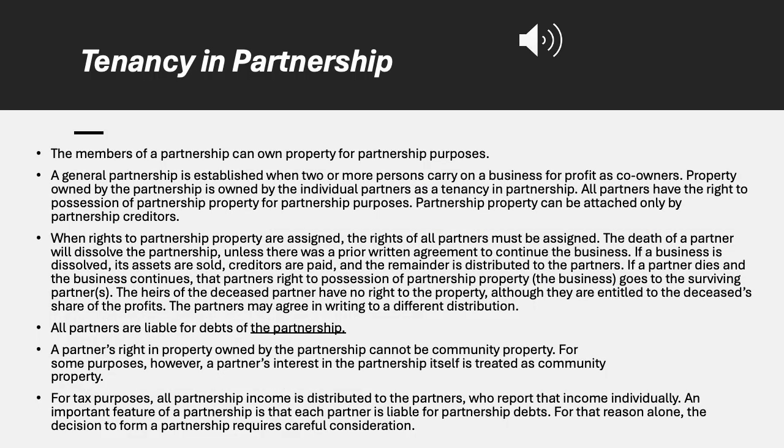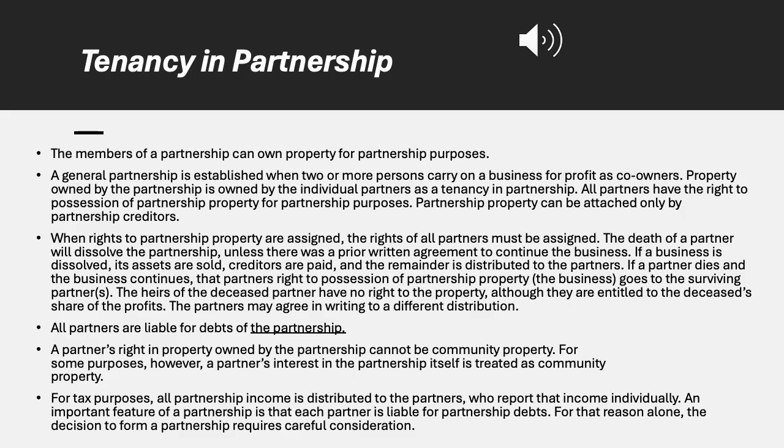Tenancy in partnership. The members of a partnership can own property for partnership purposes. A general partnership is established when 2 or more persons carry on a business for profit as co-owners. Property owned by the partnership is owned by the individual partners as a tenancy in partnership. All partners have the right to possession of partnership property for partnership purposes. Partnership property can be attached only by partnership creditors. When rights to partnership property are assigned, the rights of all partners must be assigned.